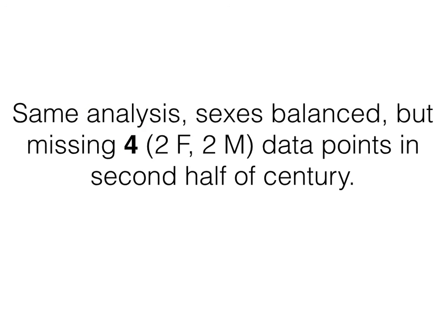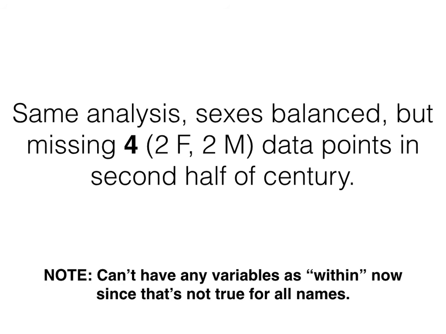But what if we do the same analysis, but now sexes are still balanced, but we're missing 4 data points in the second half of the century? Now our data is unbalanced, but in a different way from before. Note, we cannot say that any variable is within, since that's not true for all names. If you try and build a model with a within variable, you'll get an error message.